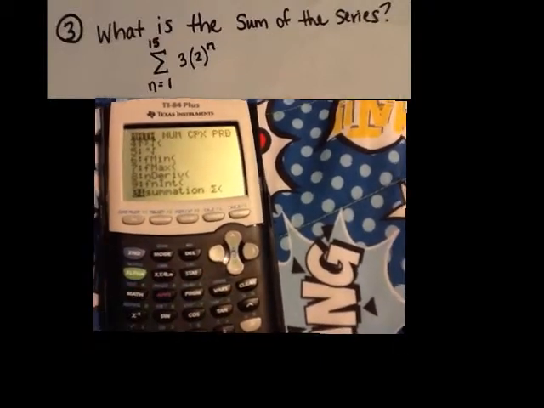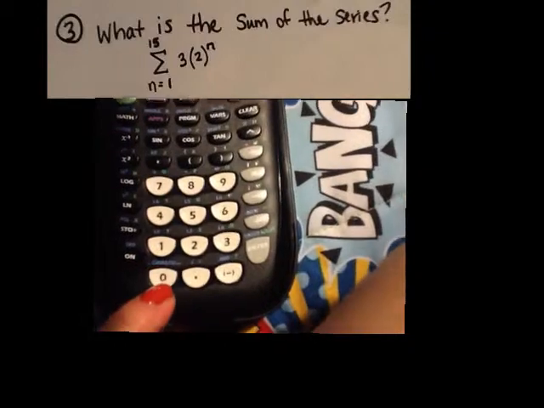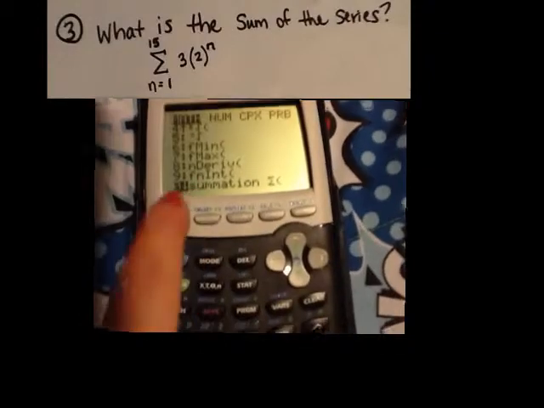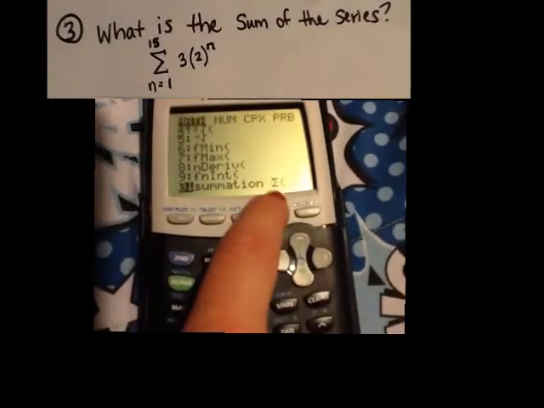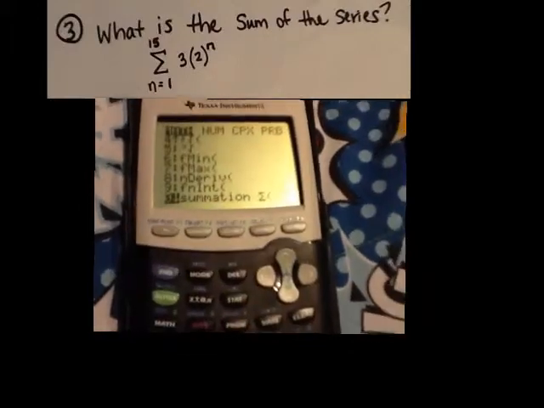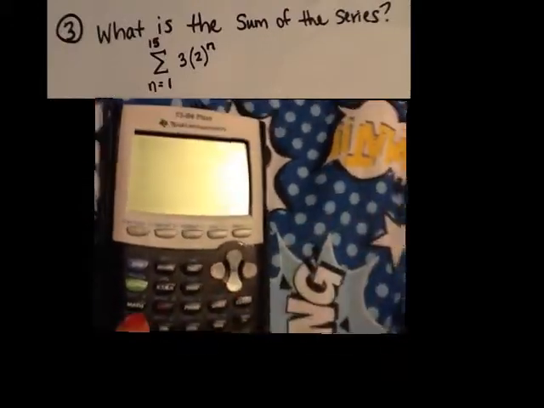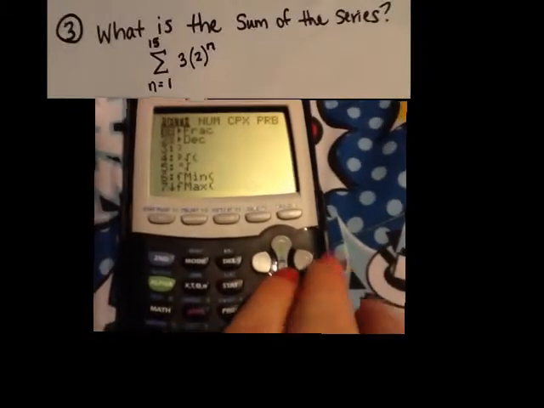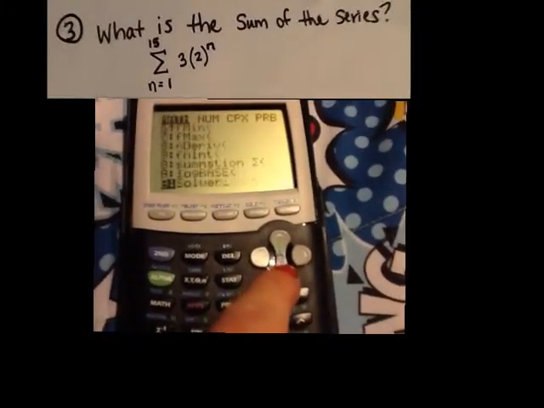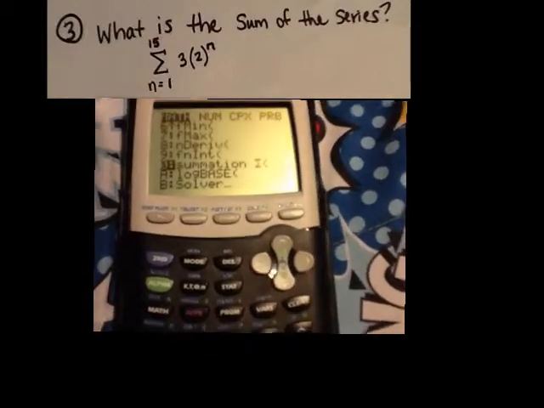So you could push math and then the 0 button, or you could just scroll through the list till you find it, summation. It's very likely that you're not going to remember exactly where it is. So just remember, if there's something you're looking for, the math menu is a good place to look. You can just scroll through and find things that we've used throughout the year.